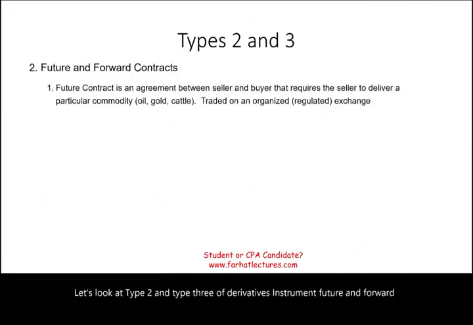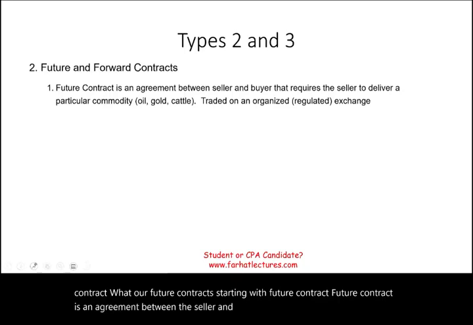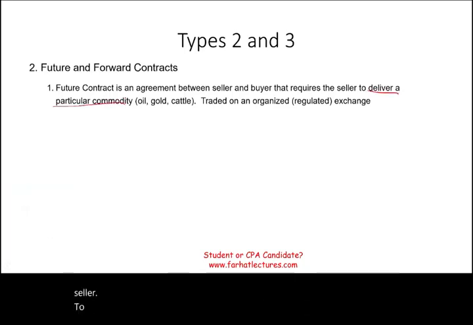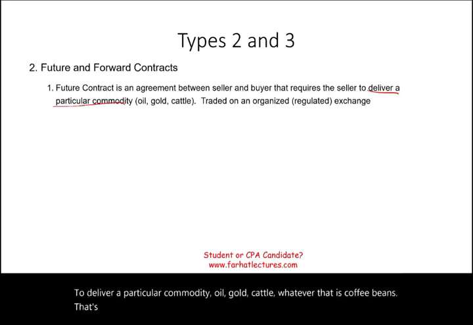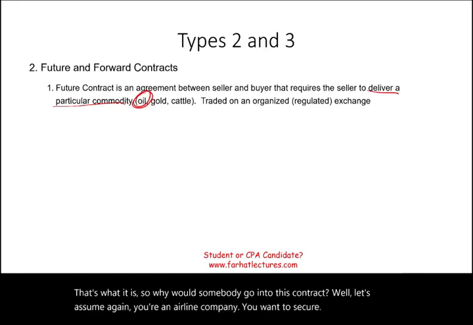What are future contracts? Starting with the future contract. A future contract is an agreement between the seller and the buyer that will require the seller to deliver a particular commodity: oil, gold, cattle, whatever that is, coffee beans. So why would somebody go into this contract? Well, let's assume, again, you're an airline company. You want to secure fuel, oil.